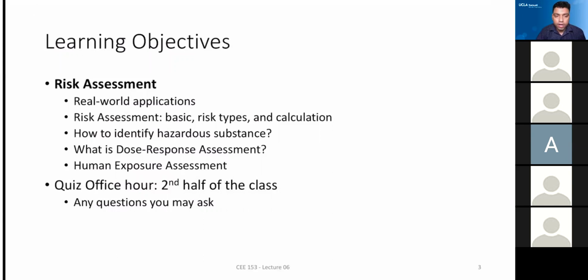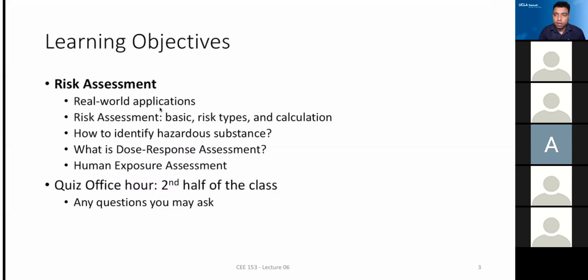All right, so today's learning objective is mostly on risk assessment, which means how do you determine how much risk certain kinds of pollutants pose to you or the environment. I'll give you some real world applications so that you learn how to apply this concept. Then we'll discuss different types of risk, basic risk types, and how to calculate this. At the end, we'll also identify different hazardous substances which cause risk to you. Those are very basic steps, but what's most important is how to calculate or measure risk.